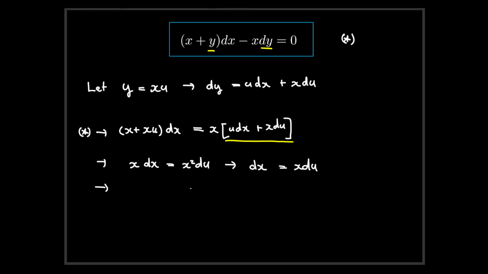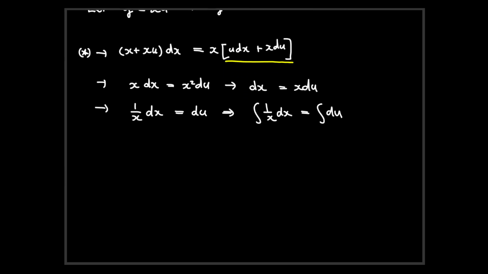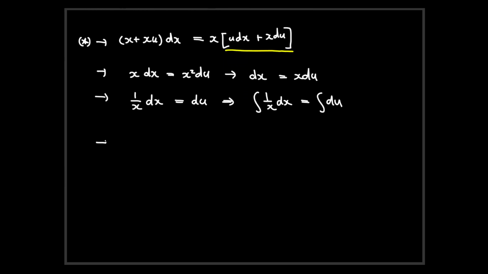So now you can just first separate the variables properly. So we get 1 over x dx is equal to du. And now you can integrate both sides. So the integral of 1 over x dx should be equal to the integral of du. Okay, great. So here we have natural log absolute value x is just equal to u plus c.